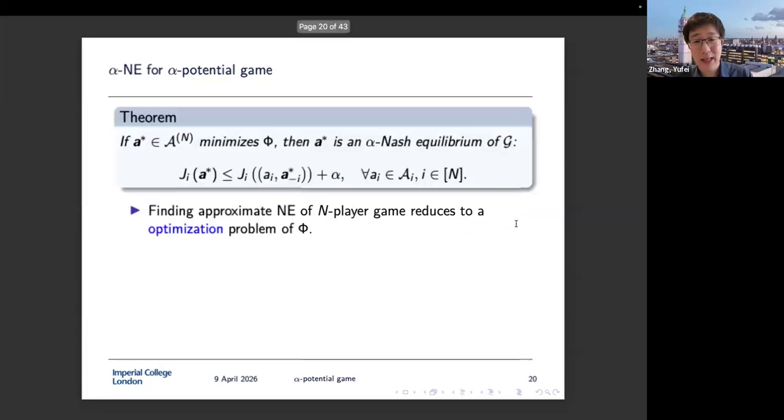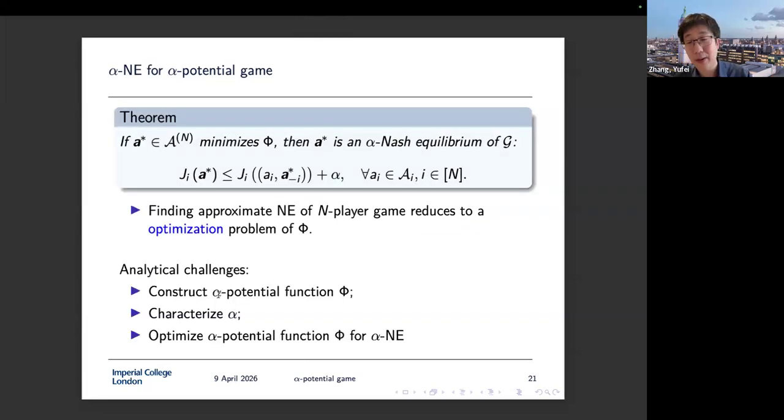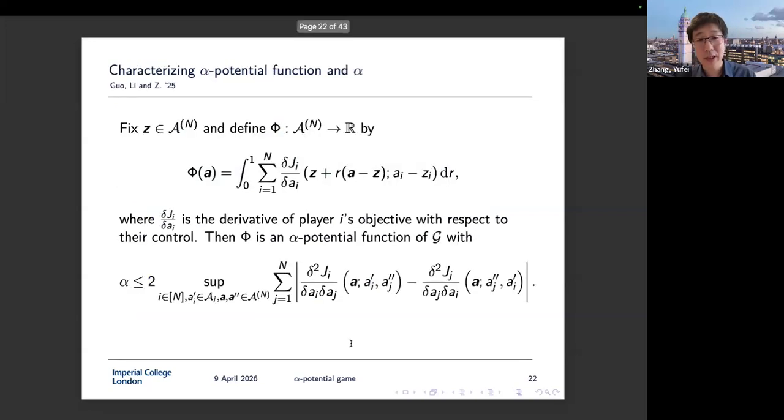The question is, can we construct a more clever, a better alpha potential function for a given dynamic game? And what is the corresponding alpha, which is essentially going to determine the performance of the minimizer you get from this corresponding alpha potential function? And then the third question is, once you find such an alpha potential function, how do you optimize it in order to compute the corresponding alpha Nash equilibrium? And in our paper, we essentially address these 3 issues.